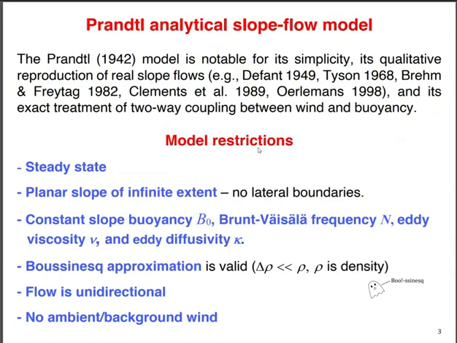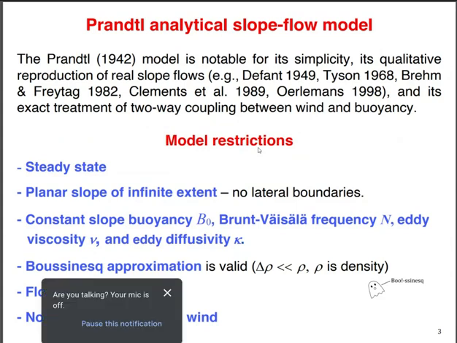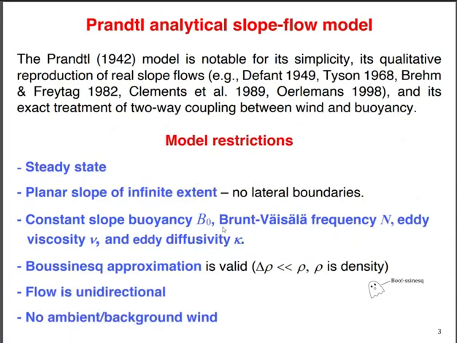It applies to the steady state, so we're not looking at transient effects. The slope goes on forever; there are no lateral boundaries. Constant slope buoyancy: the Prandtl buoyancy frequency is set to be a constant. And we have constant eddy viscosity and eddy diffusivity. Interestingly, Prandtl actually considered the flow to be laminar, but we're going to treat the nu and the kappa as eddy viscosity and diffusivity, not the molecular values. The Boussinesq approximation is considered to be valid. Flow is unidirectional, and there is no ambient or background wind.